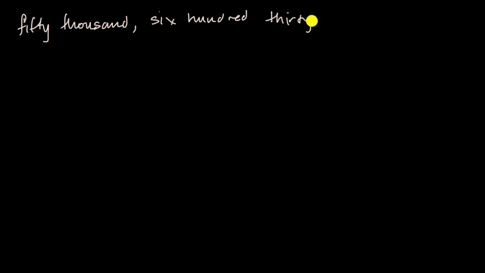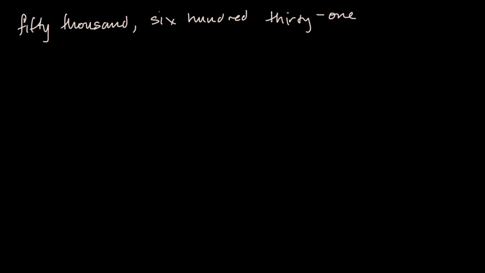Let's do another example. So now I'm going to write out a number in words, and I want you to write it in standard form. So the number is 50,000, 600, 31. And I want you to write this in standard form. So it's really just write it out as a number and put commas in the appropriate places. Pause this video and see if you can do that.